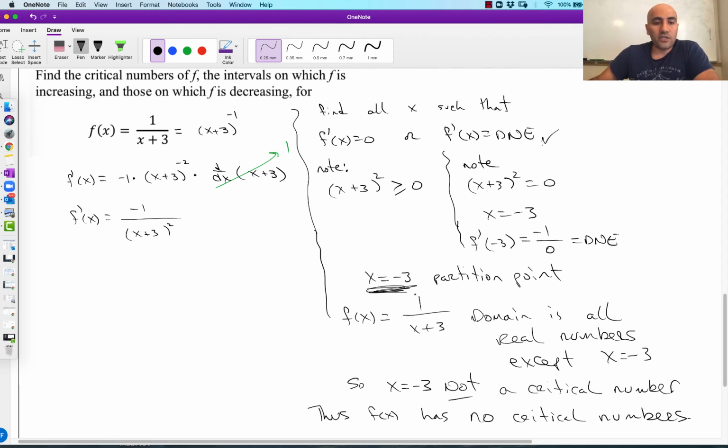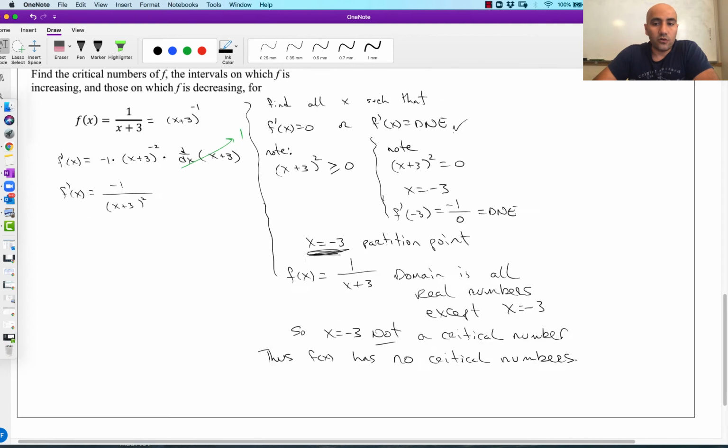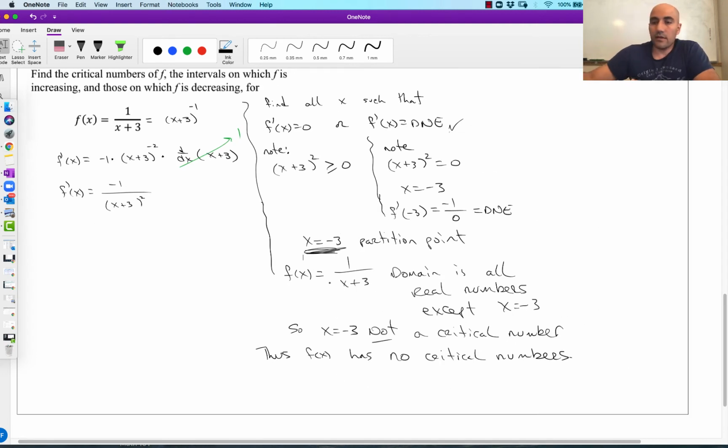So as a partition number, what we're going to do is think about our number line, and then we're going to partition it at -3, and think about the derivative, whether the derivative is positive or negative on either side of it. We know that at -3 it's undefined, but what happens to the left and to the right of that partition number? So I'm going to come back up here. I'm going to put this number line there. I have the number -3 there.